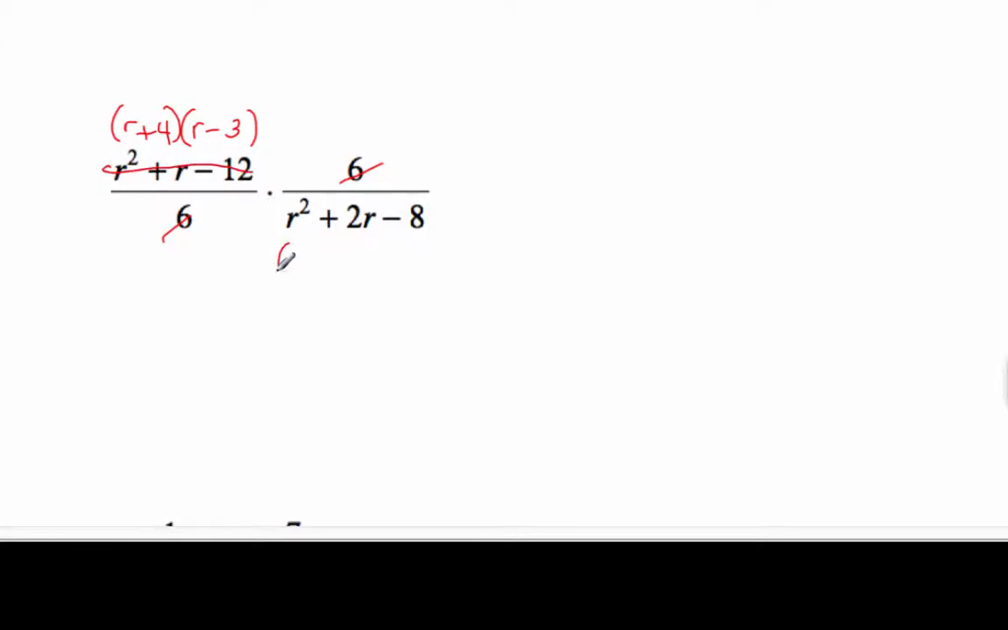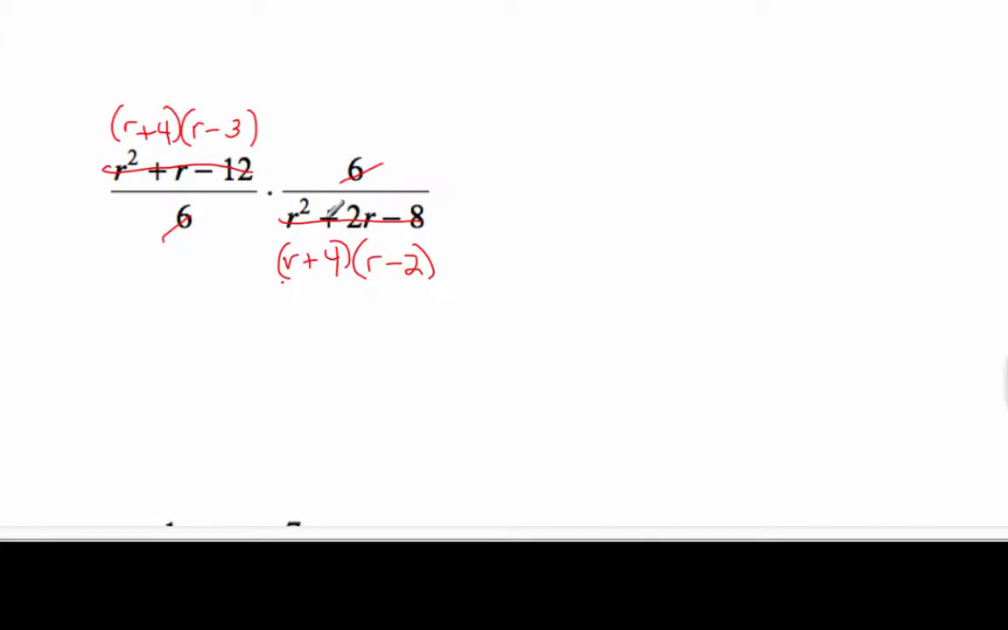Now I come down here and do the same thing. r, r. I need opposite signs again, so plus, minus. This time I need factors of 8 that differ by 2. So that's going to be 4 and 2. Now that one's all set.